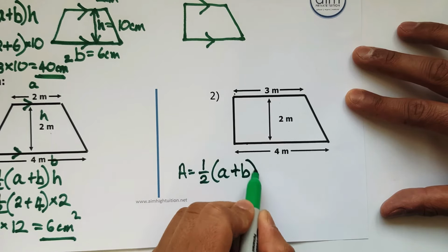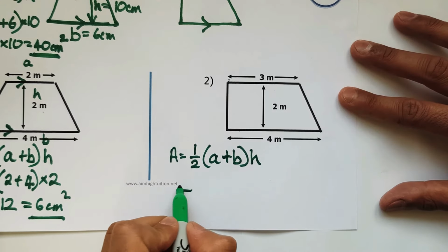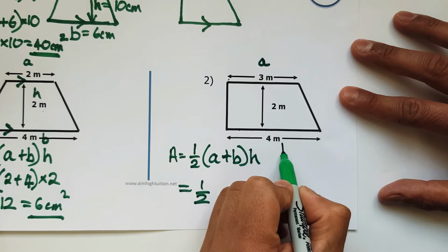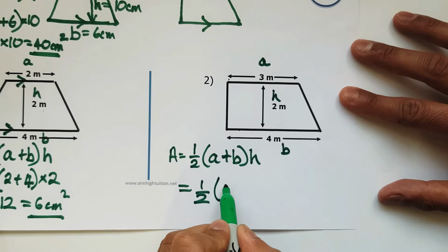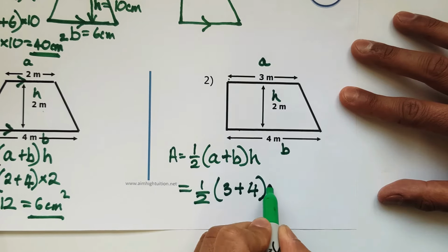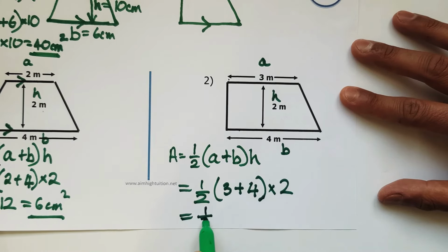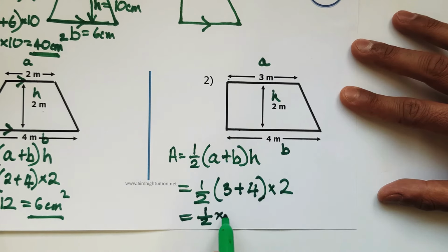It's always good to get into habits of writing the formula down, so it'll help you with remembering it. So A, I'll label it A for above, B for below, and H is the height. So I've got 3 add 4 times by the height, which is 2, and let's work that out. Half of 3 add 4 is 7. 7 times by 2 is 14.